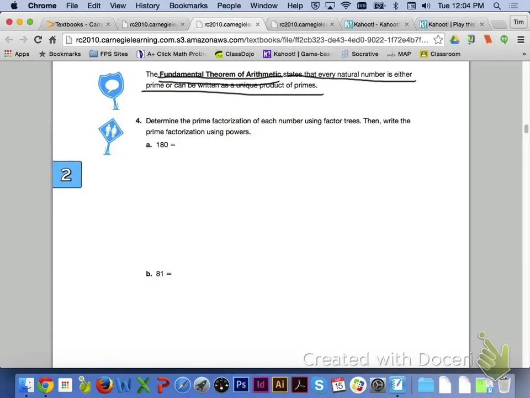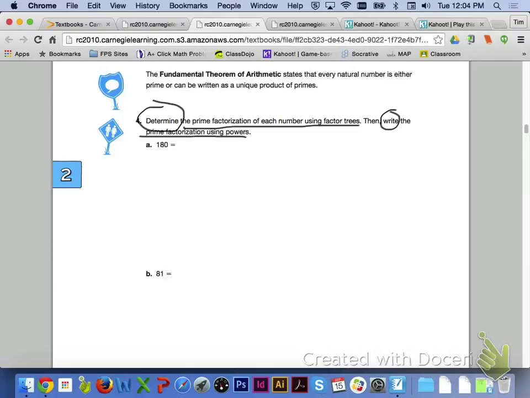If we turn to the top of page 58, we can see that the fundamental theorem of arithmetic states that every natural number is either prime or can be written as a unique product of primes. If we take a look at number 4, we are going to determine the prime factorization of each number using factor trees, but this time we are going to write the prime factorization using powers. So go ahead and do letter A, B, and C with your group members.